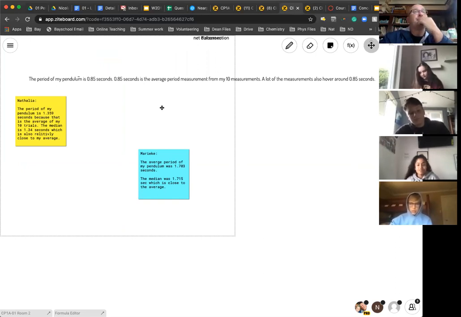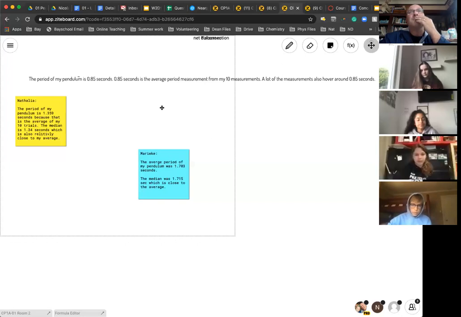Sure. The period of my pendulum is 1.359 seconds because that was the average of my 10 trials. And then I also added that the median was 1.34 seconds, which is really close to my average. Yeah, that's awesome. I love it. Marika. The average of my pendulum was 1.703 seconds, and that was also the result of my 10 trials. And the median was 1.715, which is still really close as well.